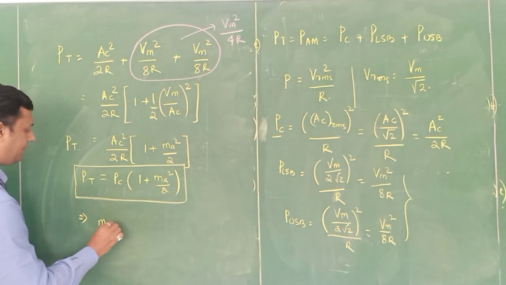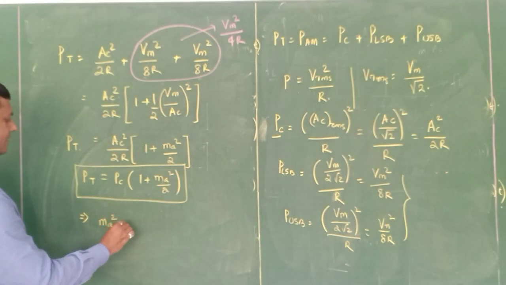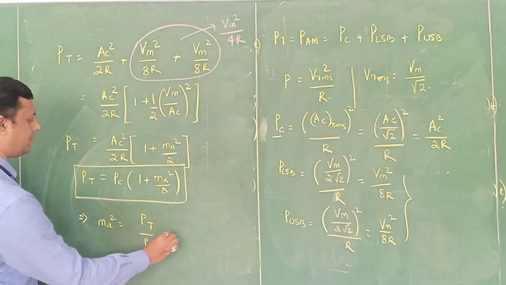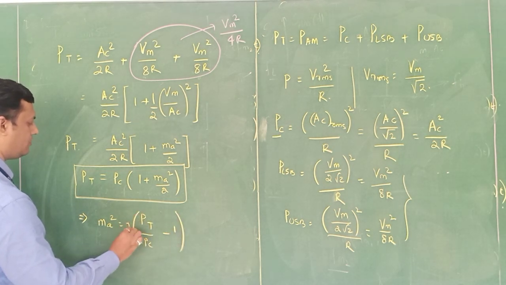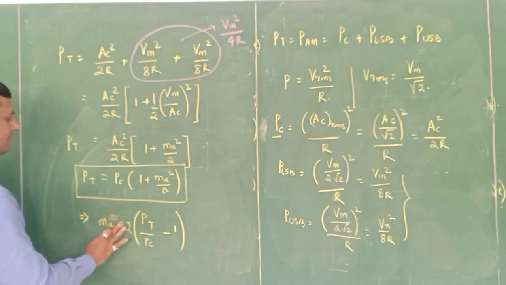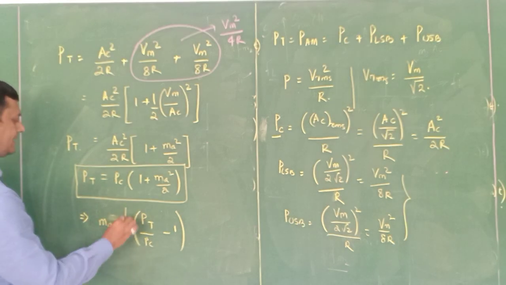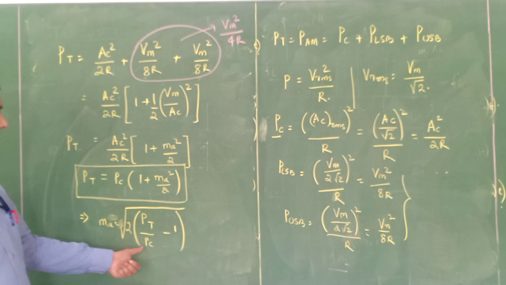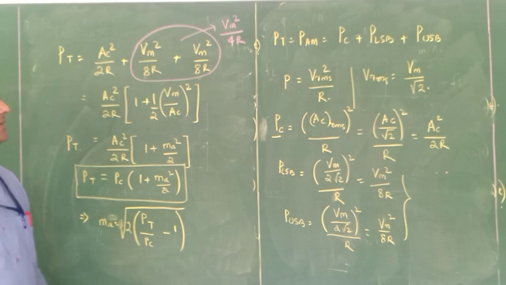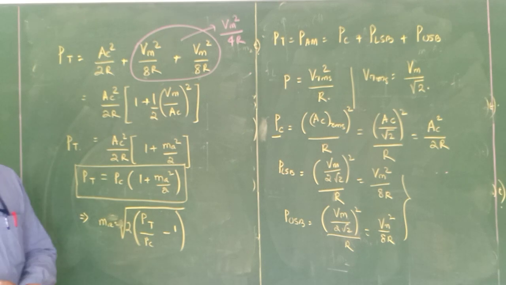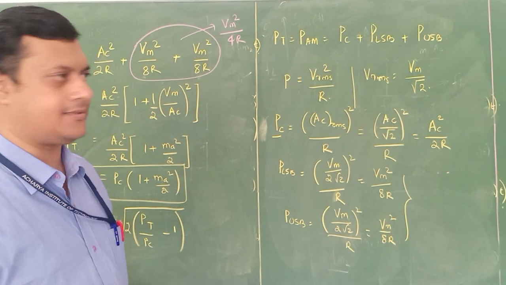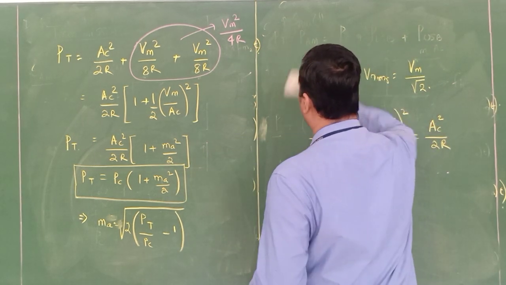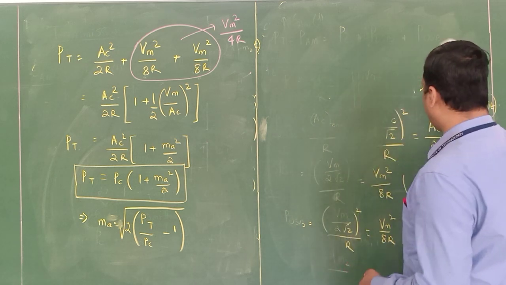How? Let's see. For MA square, I will write PT by PC minus 1, whole into 2. If I remove this square, I take it to the right hand side and it becomes a square root. So MA is equal to the square root of 2 times PT divided by PC minus 1. These are the small relationships which will help you to solve n number of questions regarding power transmission with respect to sideband, carrier and modulation index.